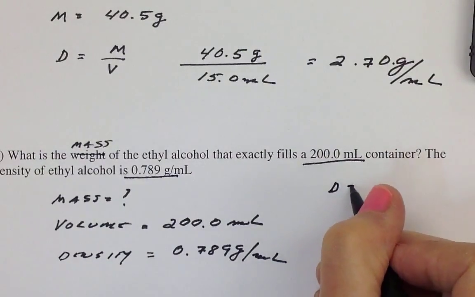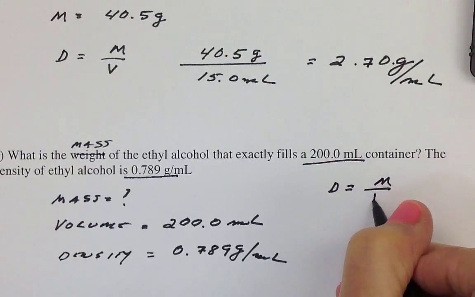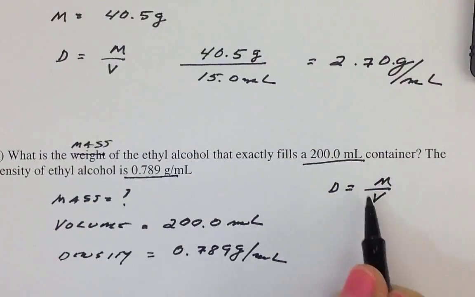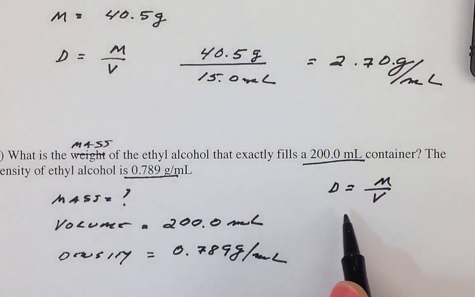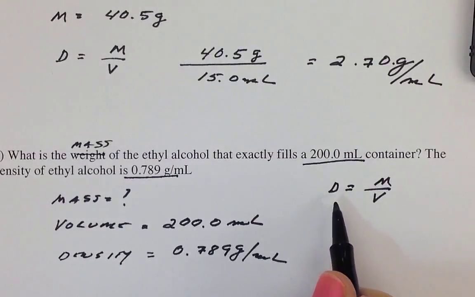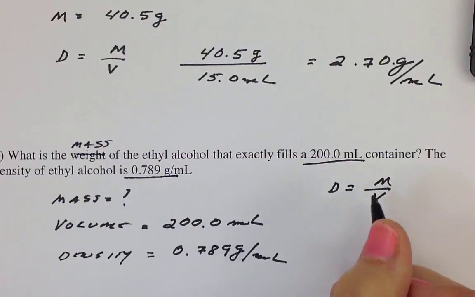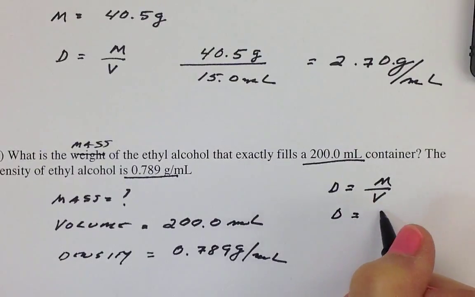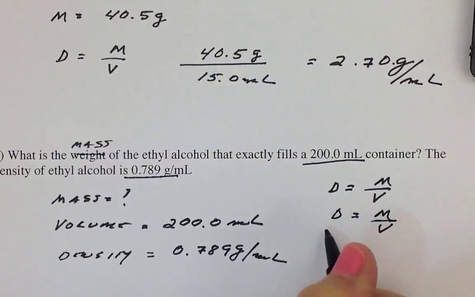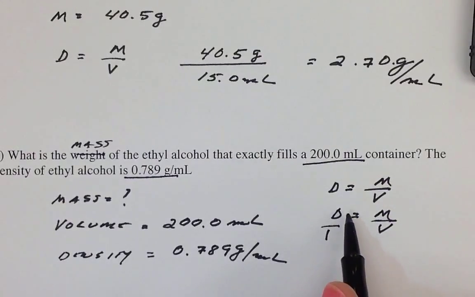Well, density is equal to mass over volume, as we said before. The first thing we need to do is to figure out how to solve for mass. Here's a simple way to do it. If I take density equals mass over volume, and I put a 1 here, all I have to do is cross multiply. I want a formula that stands in one line.